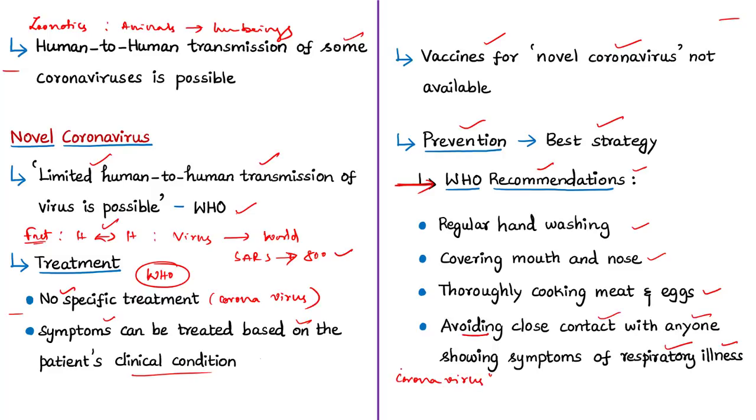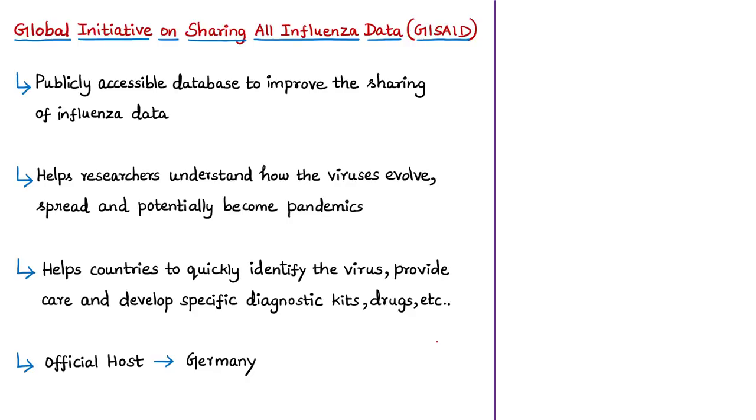See, Chinese researchers were able to identify the virus as novel coronavirus using genome sequencing. China shared the whole genome sequence data with WHO, and it also submitted it to the Global Initiative on Sharing All Influenza Data platform. This step by China is significant because it will allow researchers across the globe to access the data. It will also help other countries to quickly identify the virus, then provide suitable care, and also to develop specific diagnostic kits, drugs, even vaccination if it is required.